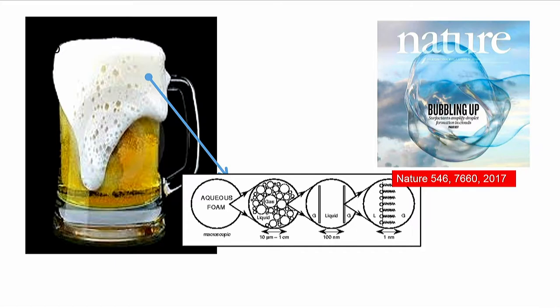So there is also an effect on climate. From one extreme to the other, you have soft interfaces that are determining the behavior of your system, from your beer to climate change.